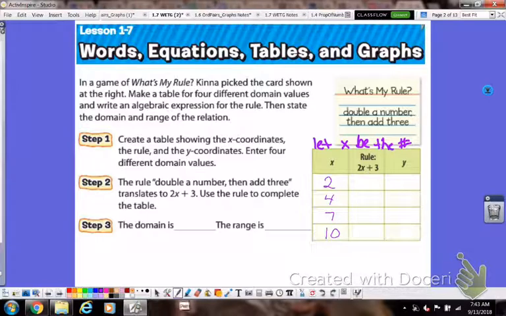So now we're going to use that rule to complete our table. In this middle column, we're going to substitute the values that we chose here. So 2 times 2 plus 3. Well, 2 times 2 is 4. So our y value is 7. If our domain value is 4, so 2 times 4 plus 3. 2 times 4 is 8, plus 3 gives us a y value of 11. When our domain value is 7, we have 2 times 7 plus 3. 2 times 7 is 14, plus 3 gives us a y value of 17.